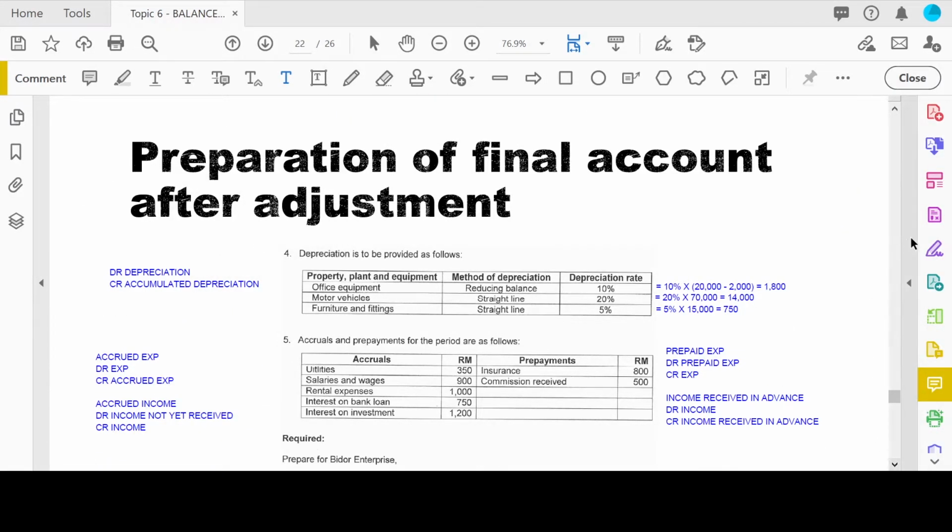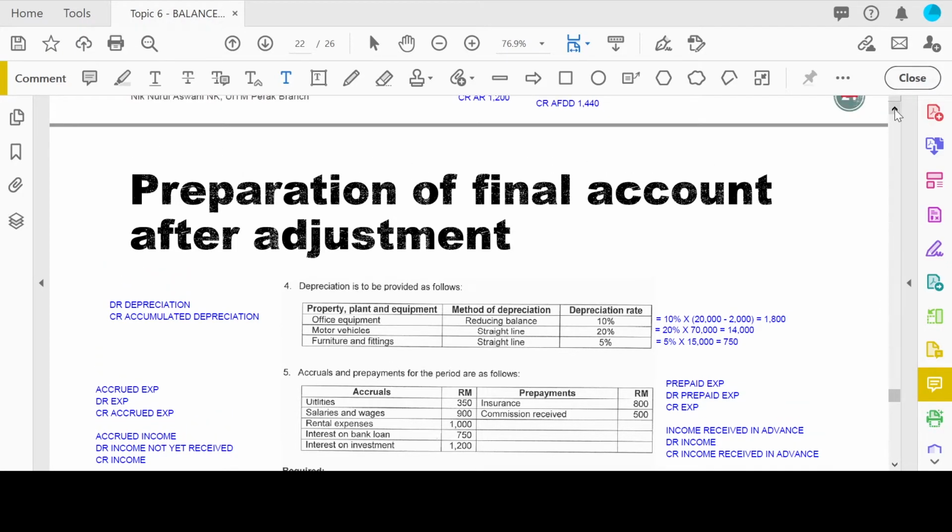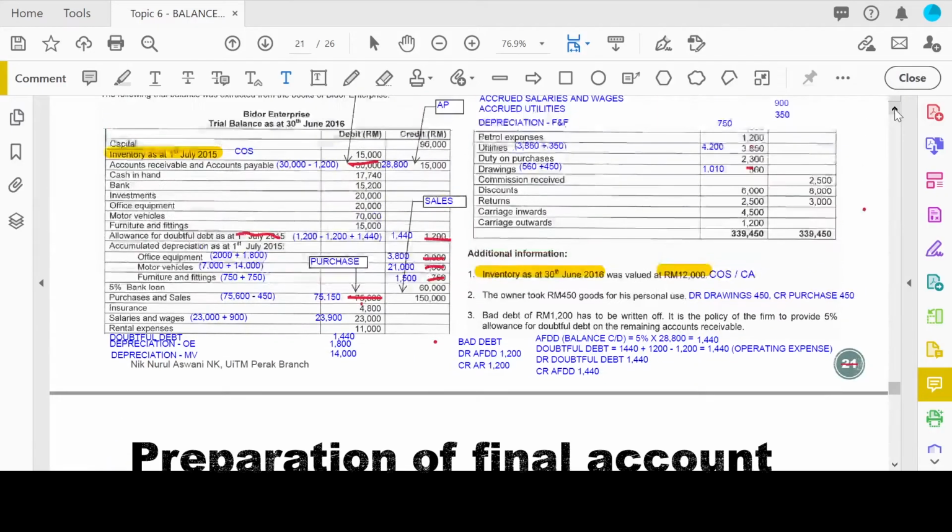Rental expense is understated by 1,000 due to accrued expense. So rental expense, 1,000. Rental expense is here. Originally it is 11,000, so I'm going to add another 1,000. All right, so here it should equal 12,000. Right? Okay.